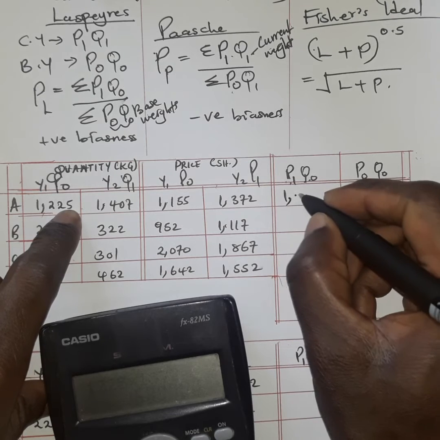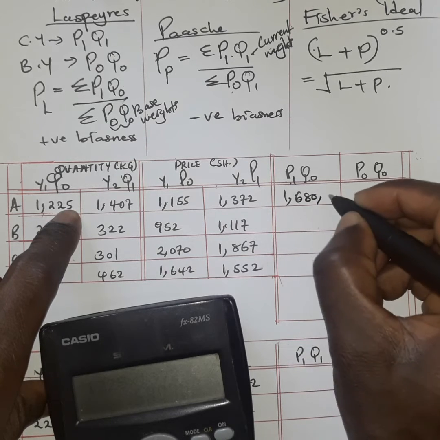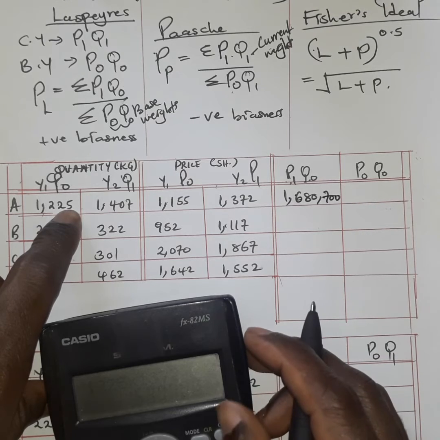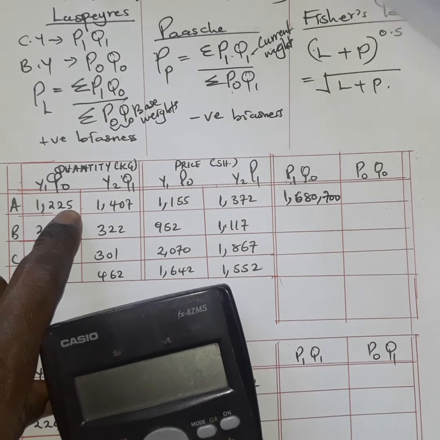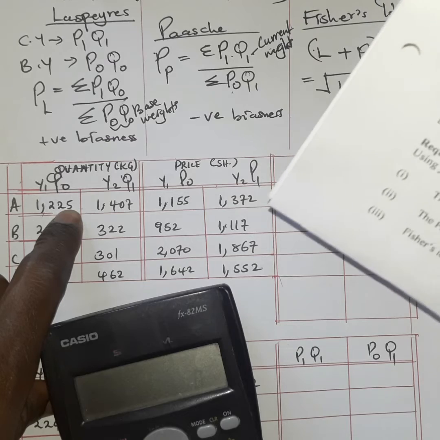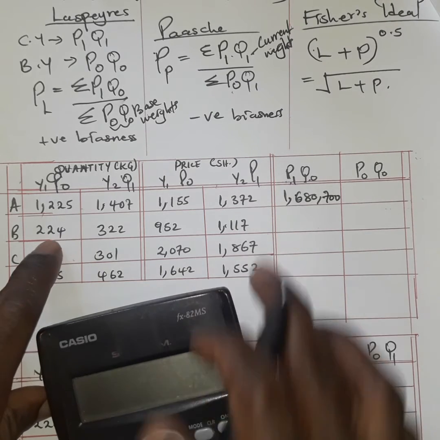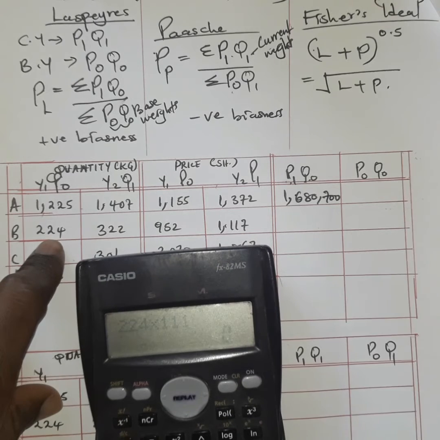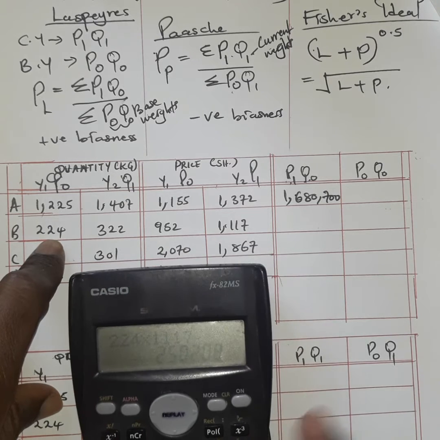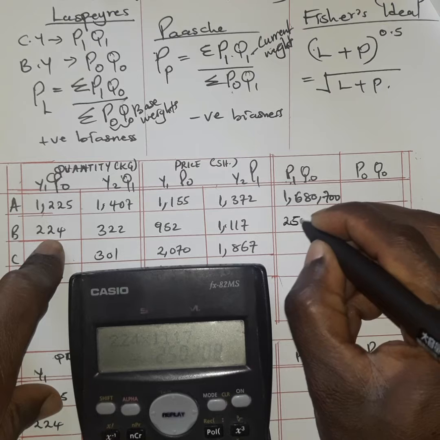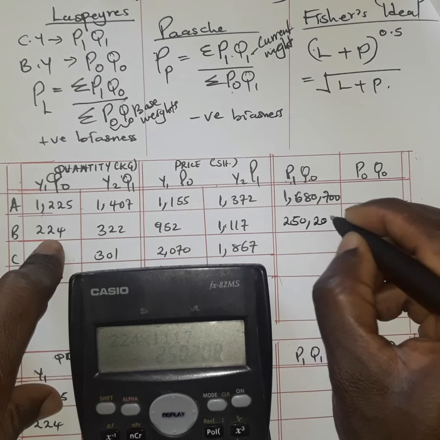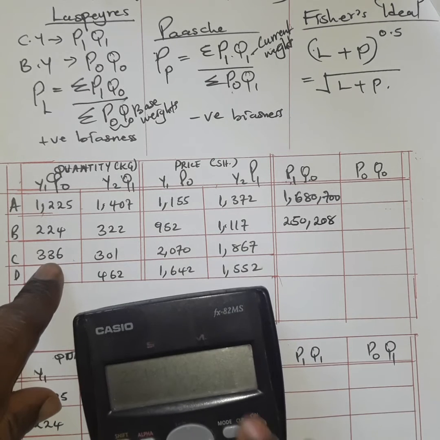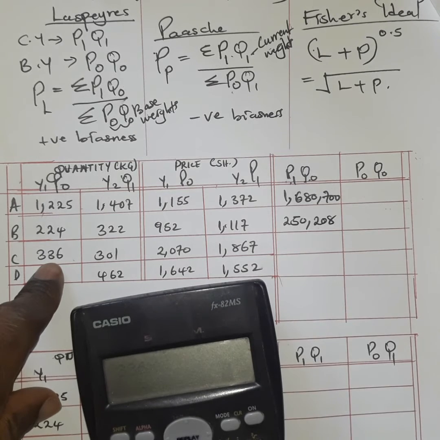Well, it's supposed to be 1,680,700. And then you go to the second one, which is basically 224 times 11,700. We have 250,208. Then you go to 336 times this one.